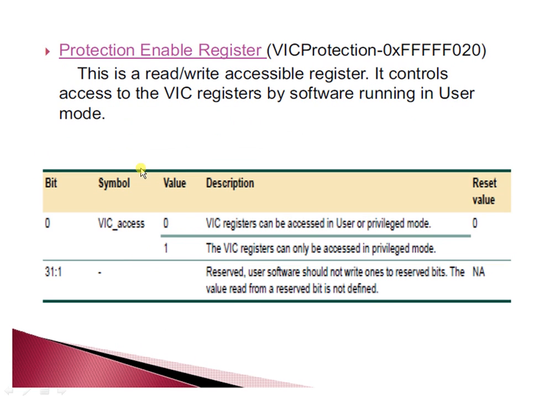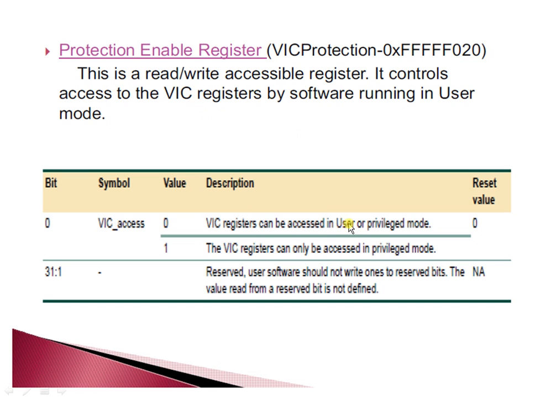Now we have one more register, that is the protection enable register. If you want to protect these VIC registers, the vectored interrupt control block registers, then you have to use this register. As it is a 32-bit register, out of this we use only 1 bit. If this bit is programmed to logic 1, you can access the VIC registers only in privileged mode. If you program it to 0, then you can access these registers in privileged as well as unprivileged mode, which is your user mode.